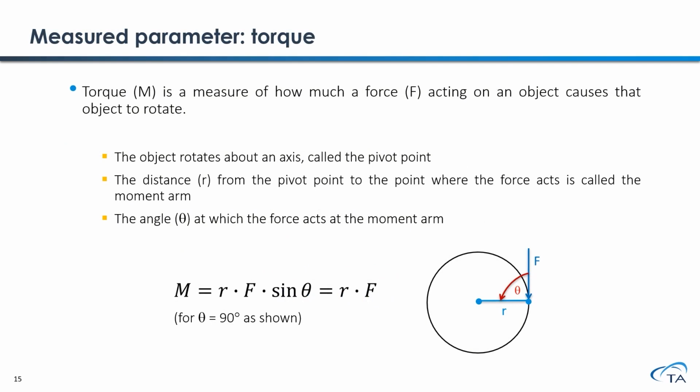So what is torque? Torque is a measure of how much force acting on an object causes this object to rotate. Here is the formula that defines the signal torque. Torque is one of the raw signals in a rotational rheometer. So when selecting a rheometer, you will know that for a particular rheometer, there is a minimum torque and maximum torque the instrument can either apply or measure.